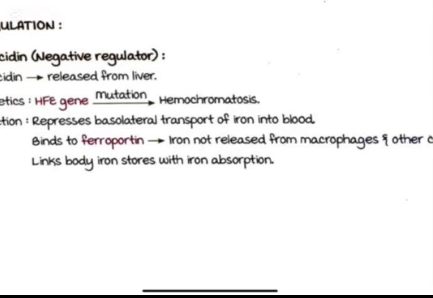Regulation: hepcidin, negative regulator. Hepcidin is released from the liver. Genetics: HFE gene. Mutation: hemochromatosis. Function: represses basolateral transport of iron into blood. Binds to ferroportin. Iron not released from macrophage and other cells. Links body iron stores with iron absorption.